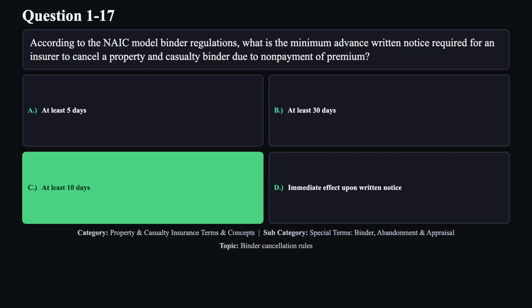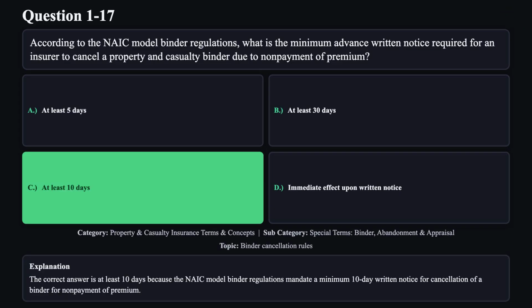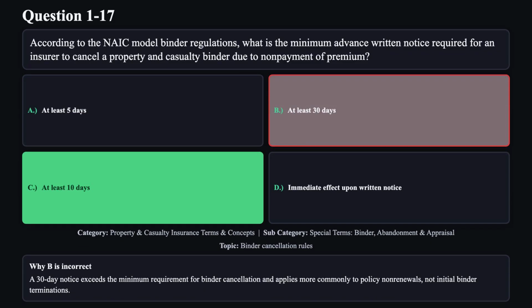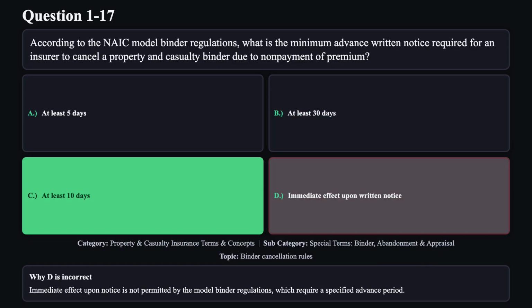The correct answer is C. The correct answer is at least 10 days, because the NAIC model binder regulations mandate a minimum 10-day written notice for cancellation of a binder for non-payment of premium. Reason A is not correct. A 5-day notice is shorter than the model regulation requirement and is insufficient for cancellation due to non-payment. Reason B is not correct. A 30-day notice exceeds the minimum requirement for binder cancellation and applies more commonly to policy non-renewals, not initial binder terminations. Reason D is not correct. Immediate effect upon notice is not permitted by the model binder regulations, which require a specified advance period.